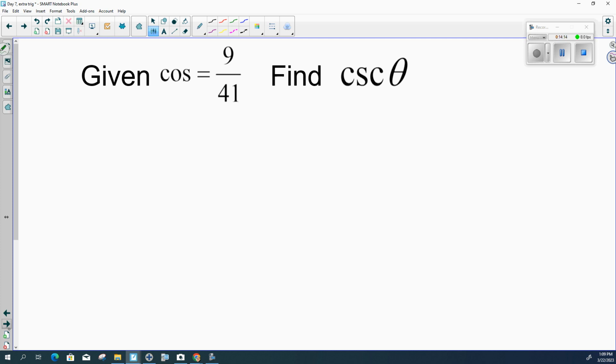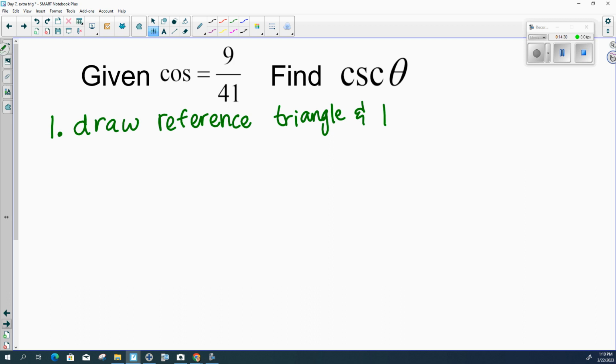So if you can listen to the steps and memorize them. Step number 1, you're going to draw your reference triangle. Some of you like steps. And label it. I would also label your numerator and denominator. Maybe even before that, I don't know.